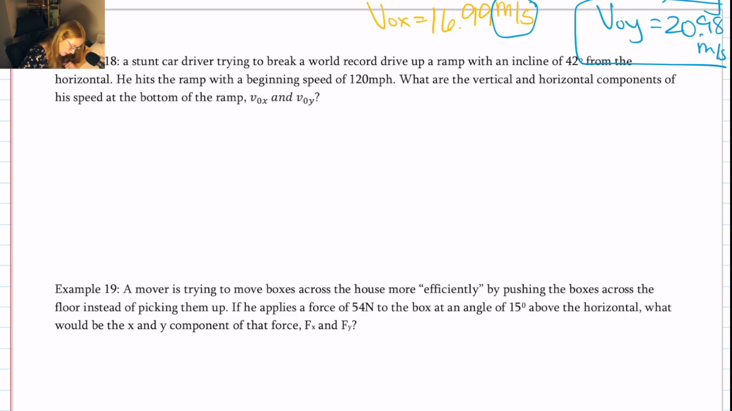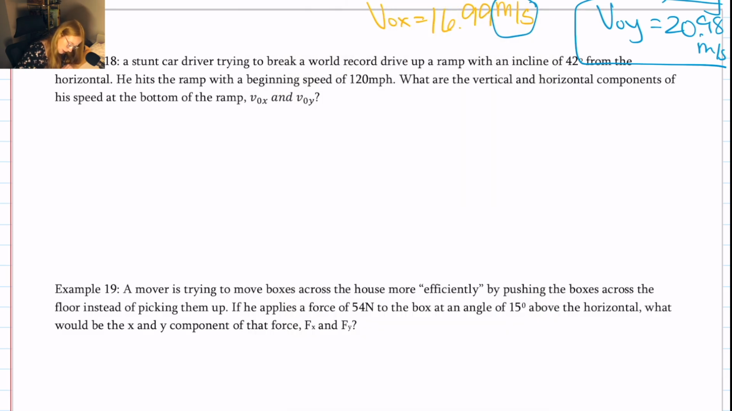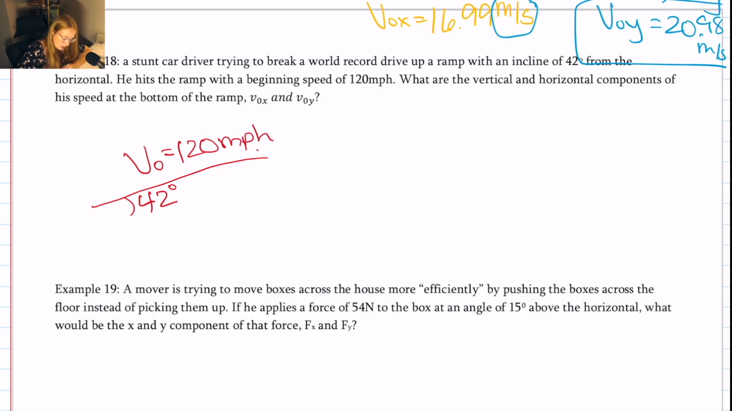Okay. A stunt car driver is trying to break a world record, driving up a ramp with an incline of 42 degrees. He hits a ramp with a beginning speed. So beginning is the 0, speed is velocity, and it's 120 miles per hour. By the way, I use a lot of speed because that's the very first thing we'll be going over is velocity. So hopefully this will just make it look not as scary because this already seems scary enough. Okay, so we're traveling up a ramp with a speed or velocity of 120.